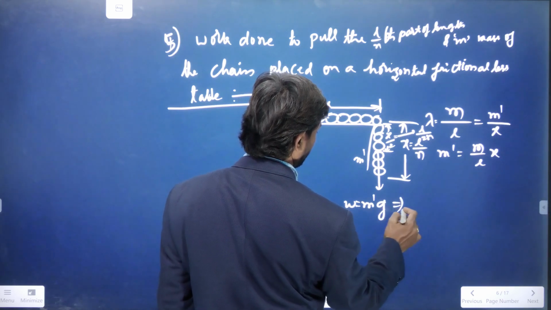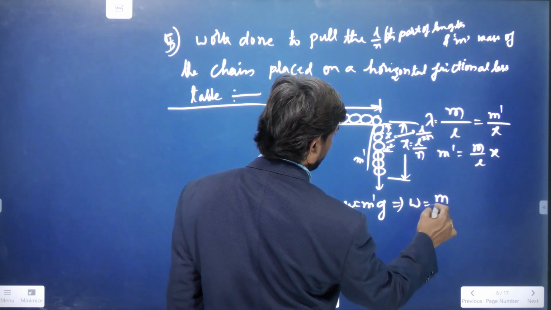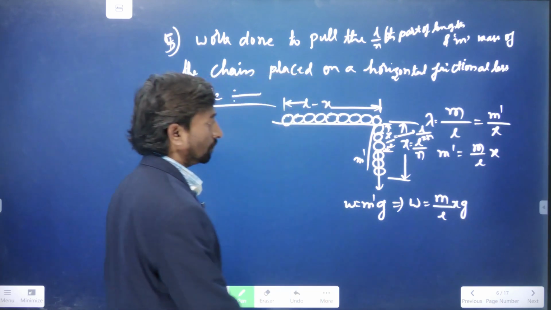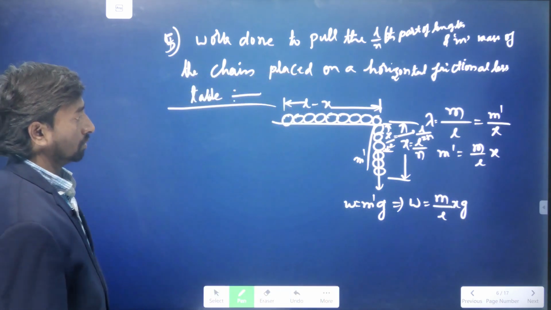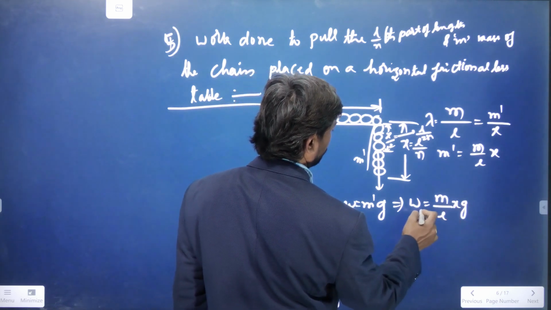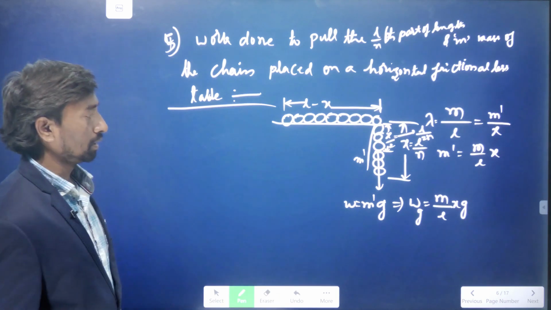So now here the weight W is equal to m by L into x into g, we can add there. Okay. So now this is the weight. Weight is nothing but it is a force acting there, force acting by the gravity. Okay. There is a force acting by the gravity.